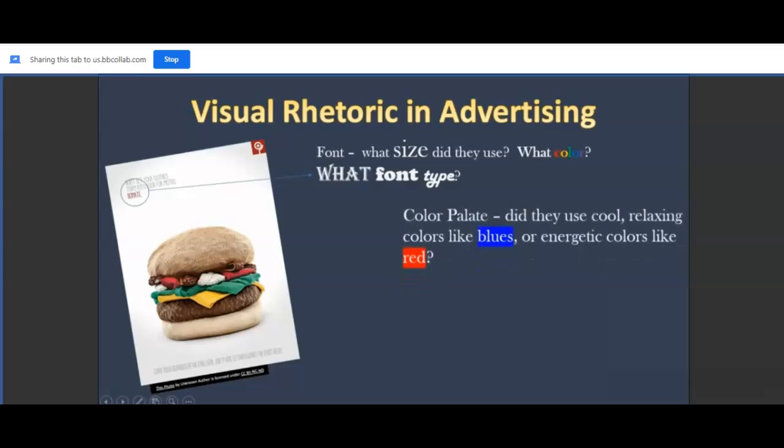What color palette did they use? Did they use cool, relaxing blues or energetic colors like red? The pale palette background in this advertisement ensures the focus remains on the cheeseburger.